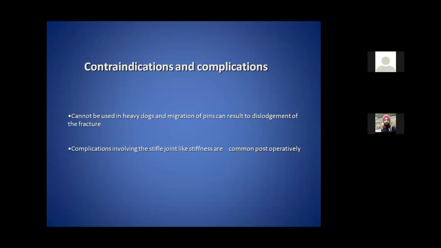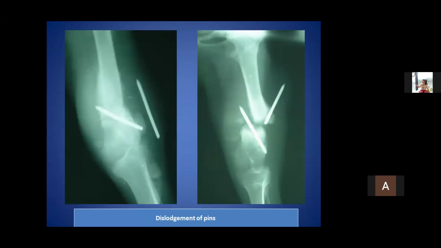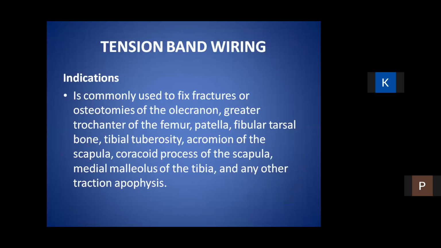Now again, there is a possibility, because it is not anchored anywhere, there is always a possibility of migration and displacement, and it may result in stiffness of the joint. This is the dislodgement, one of the complications after cross pinning. The pin got dislodged through the skin, and this has resulted in non-union because of dislodgement. These are complications of cross pinning.